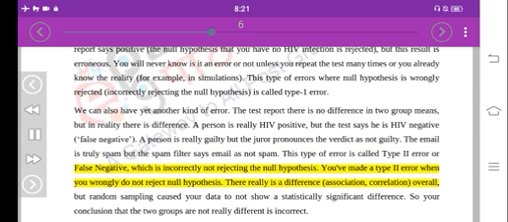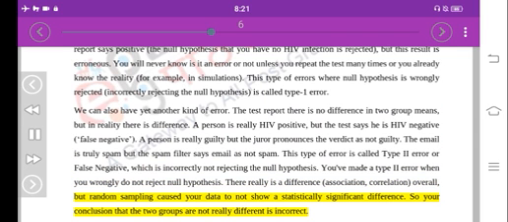You've made a type 2 error when you wrongly do not reject the null hypothesis. There really is a difference, association, or correlation overall, but random sampling caused your data to not show a statistically significant difference. So your conclusion that the two groups are not really different is incorrect.